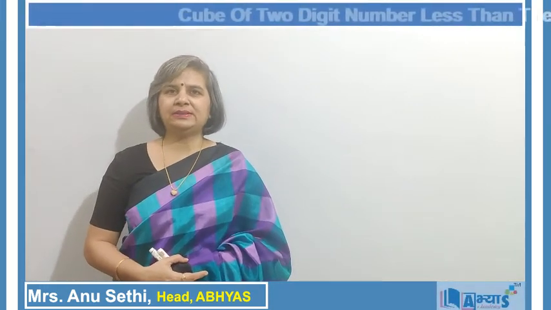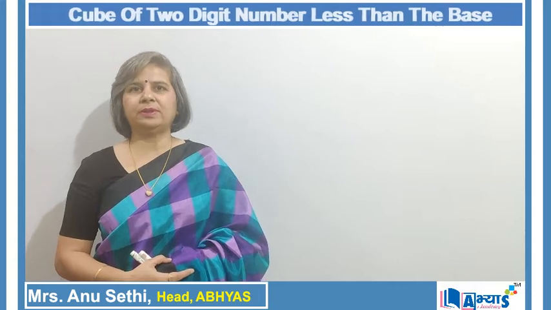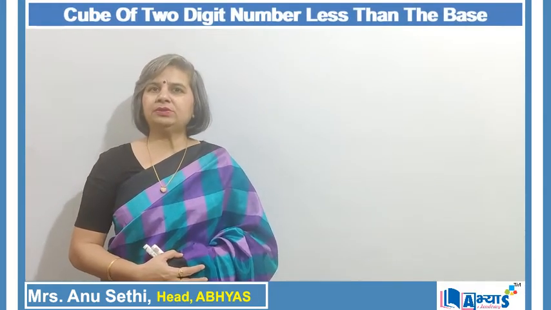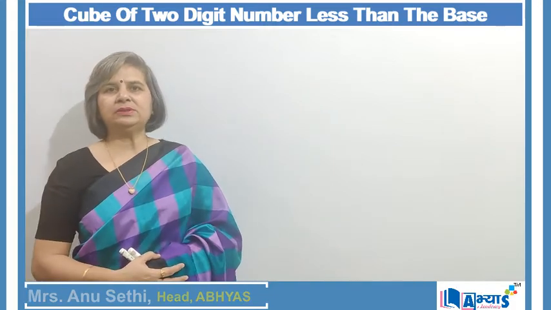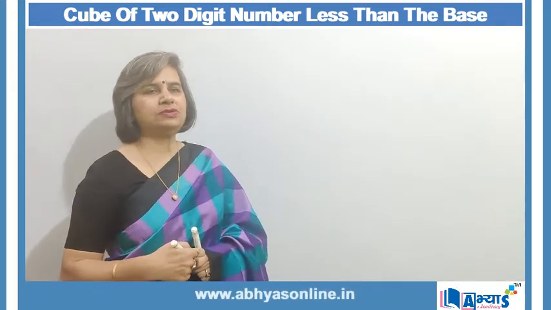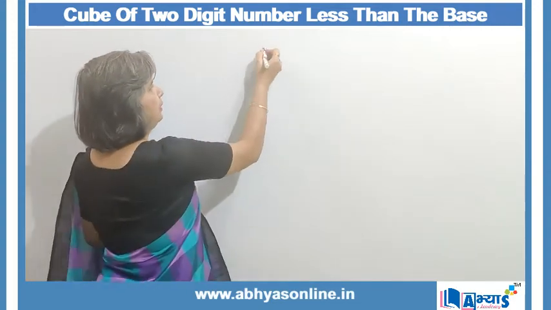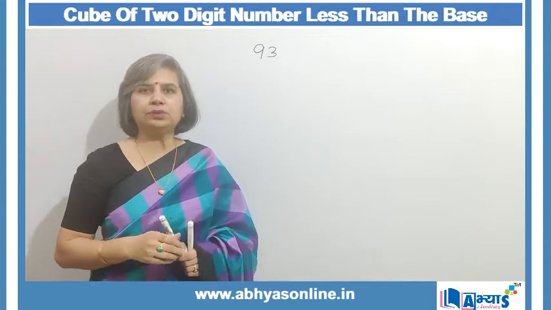Concept of Vedic maths, that is finding the cube of a two-digit number using the Yavadunam method. Now I am taking the case of a number which is less than the working base. That means the number is less than the base. For example, let us take the case of 93. We see that it is quite closer to 100.